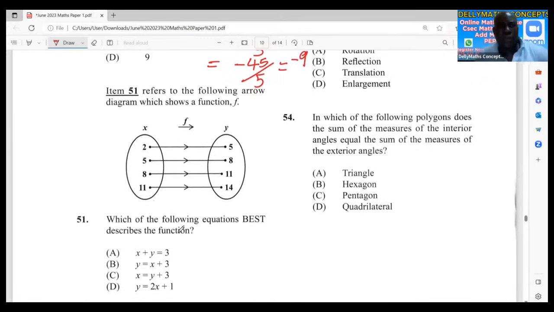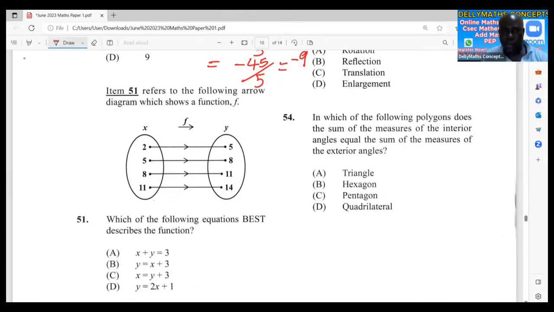Item 51 refers to the following arrow diagram. Now we're seeing the x values all over here, and they're producing some y values all over here. There is a direct relationship going on.